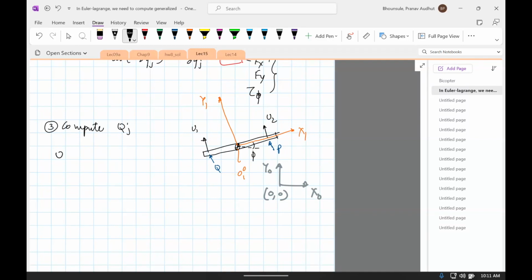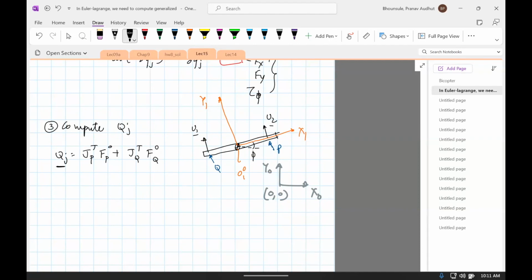Okay, so what is Qj? So Qj is nothing but, remember there are two forces. There is force U1 and U2, and I want to compute what is the net force in the XYZ direction. So what I'm going to do is use the Jacobian here: Jacobian FP0 plus JQ transpose FQ0. We've seen this before. This is a way of computing the force at some point.